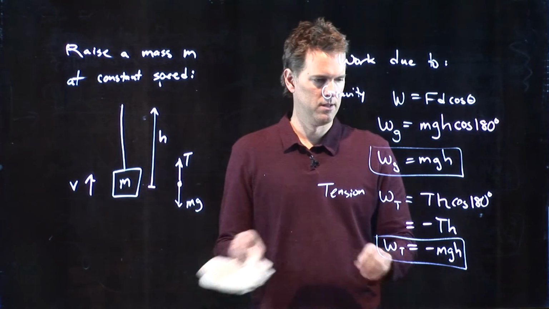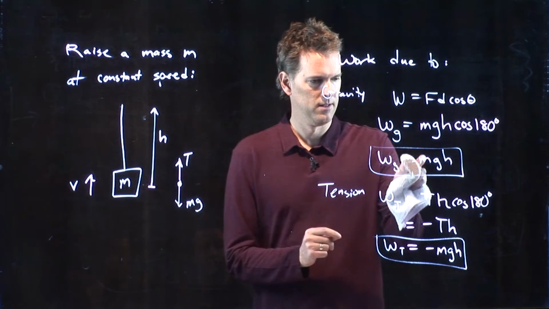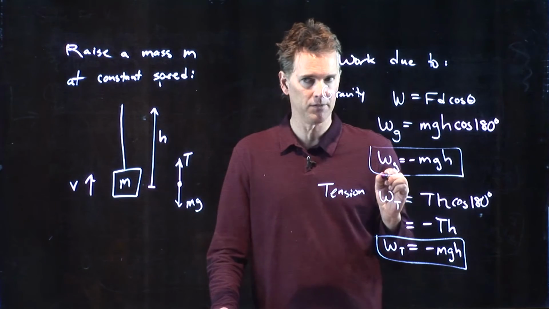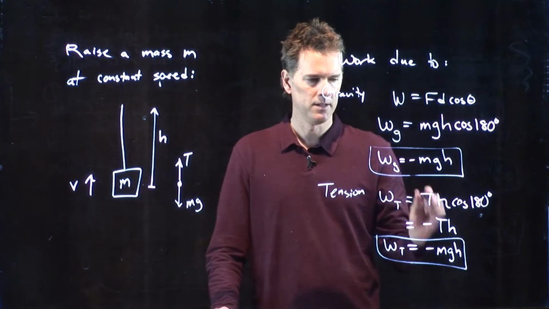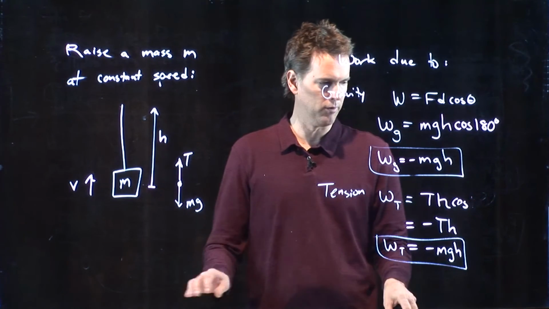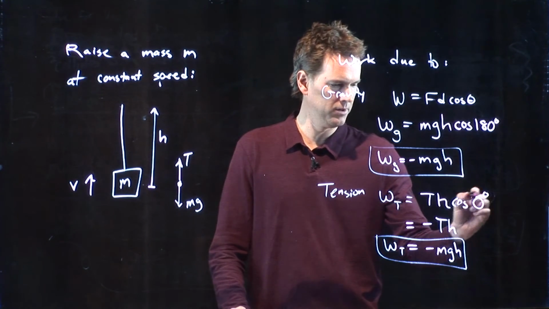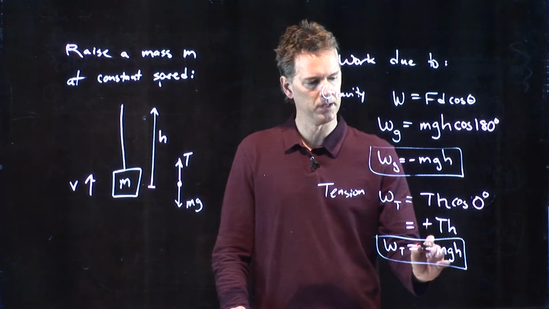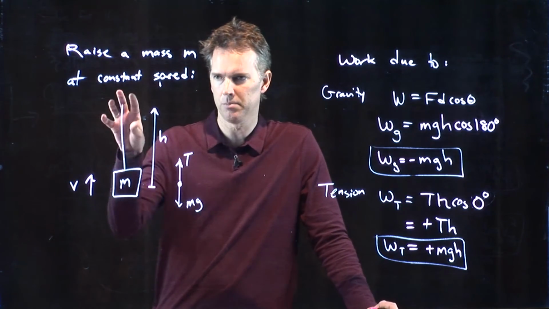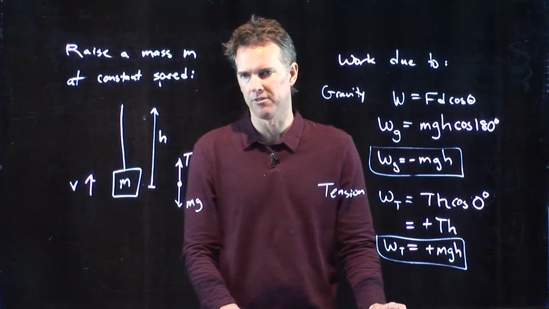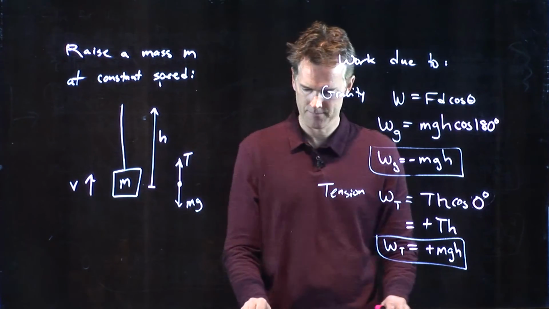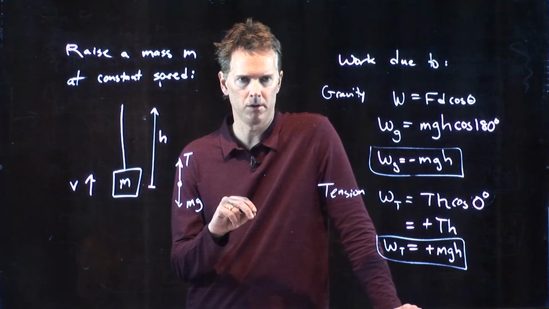Okay? And so this is not mgh, it's minus mgh. Tension is in the same direction as the displacement. And so here we put 0 degrees, which means this becomes a positive. Okay, so if we change the direction of the displacement, we've just swapped the signs on both of those. Everybody more or less okay with it?